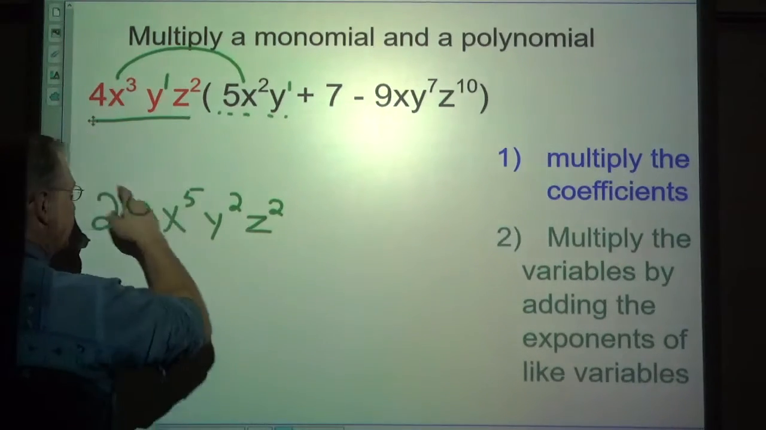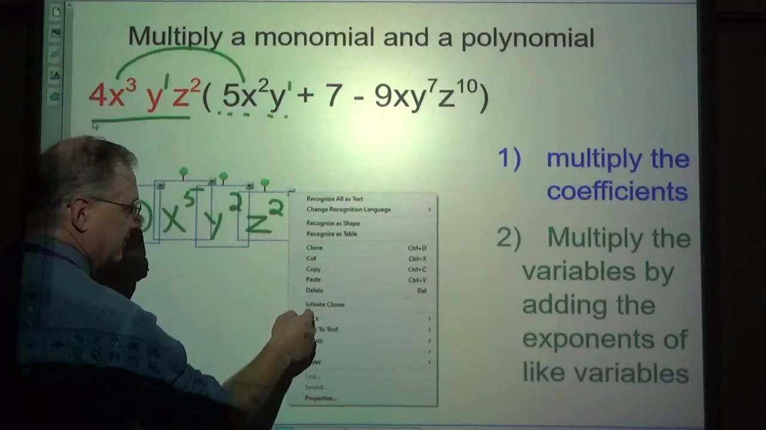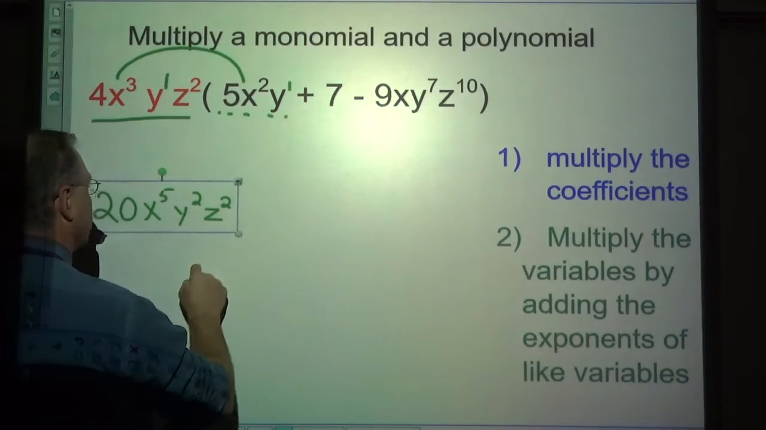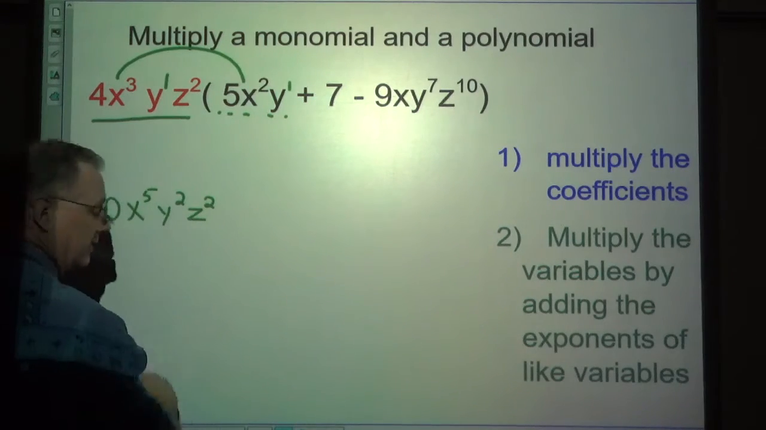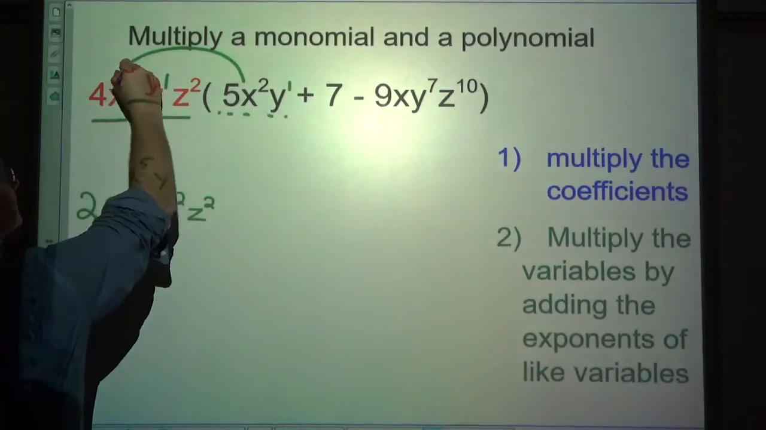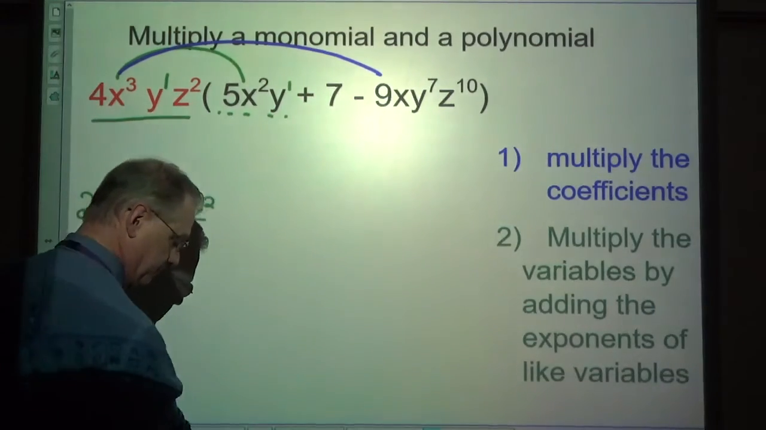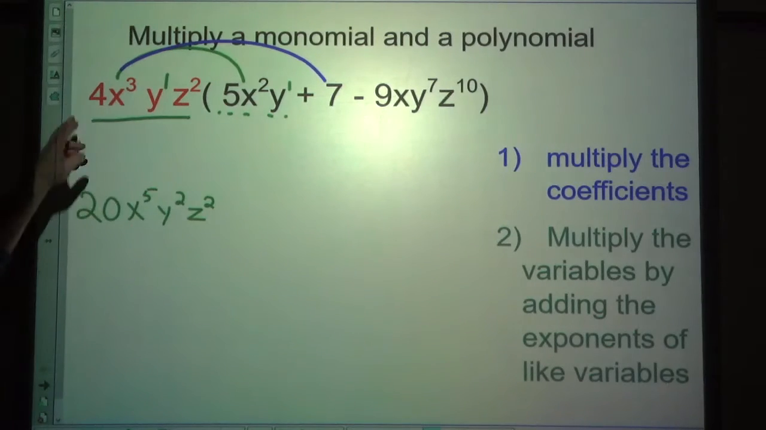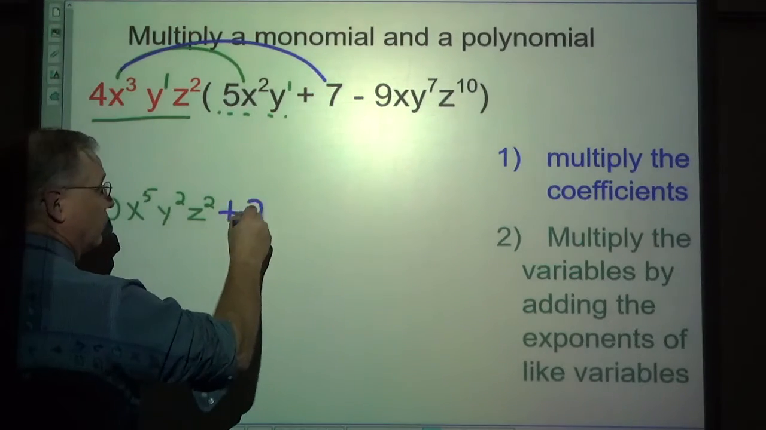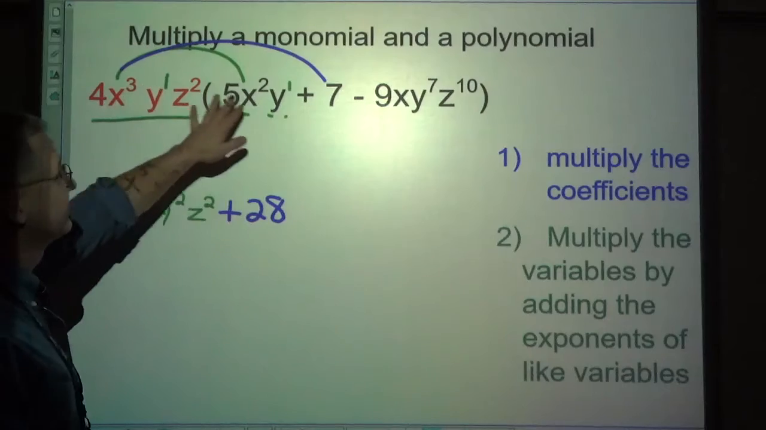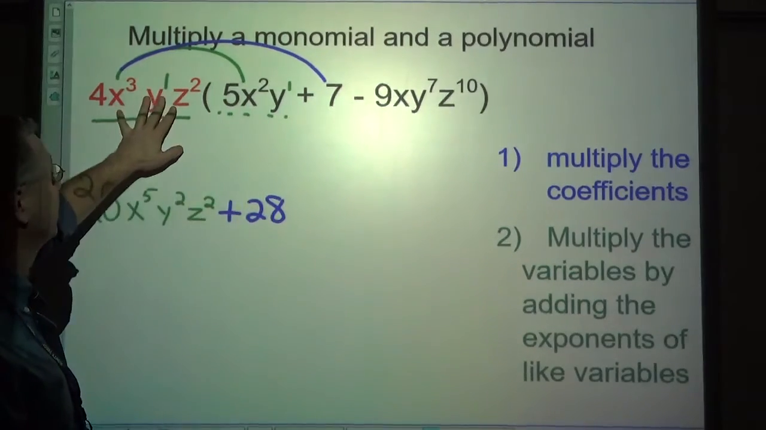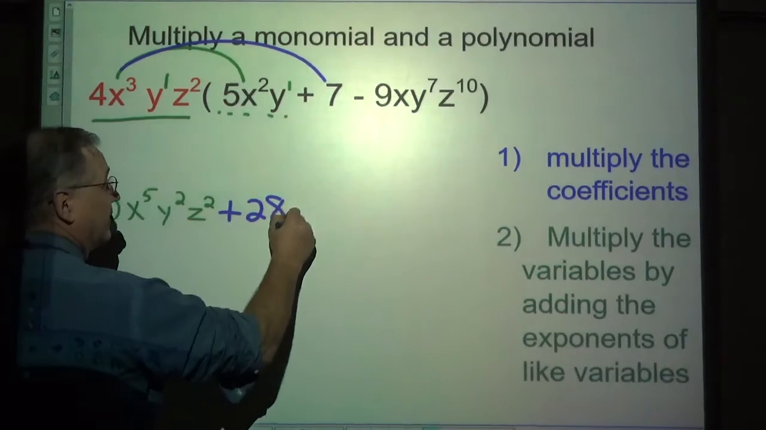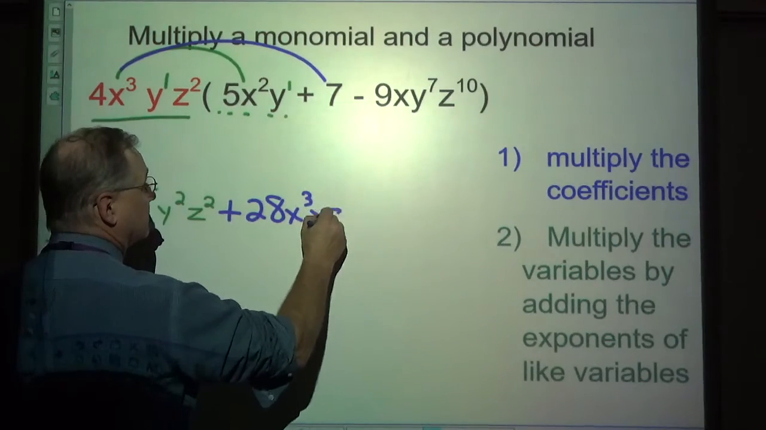Now that I've done that, let me just shrink that down a little bit, otherwise I'll run out of room. Now I'm going to multiply this times the 7. Now 4 times 7 is a positive 28. 7 has no variables, so all these variables just get written down because they're not going to change at all. X to the third, y, z to the second.